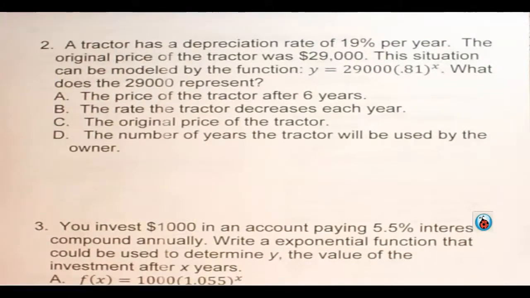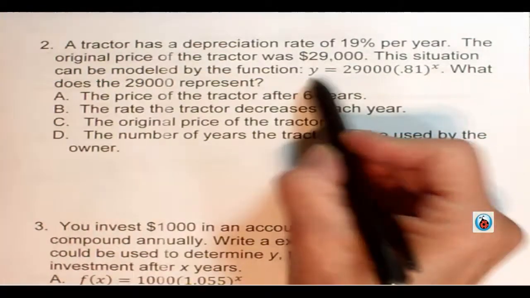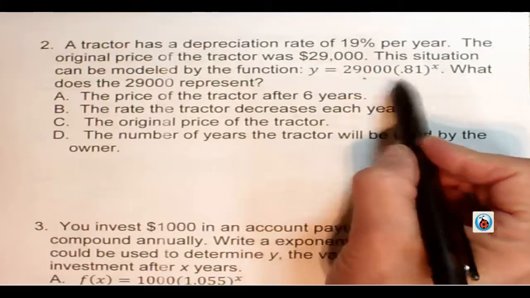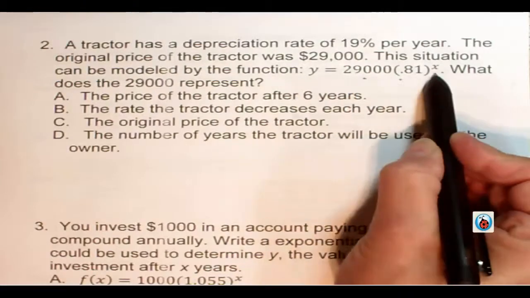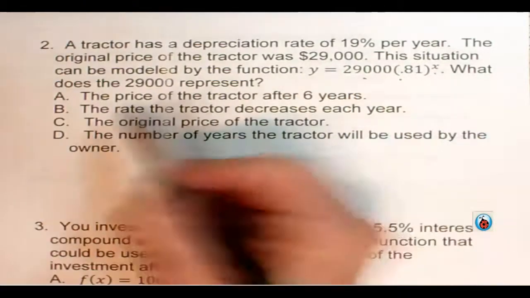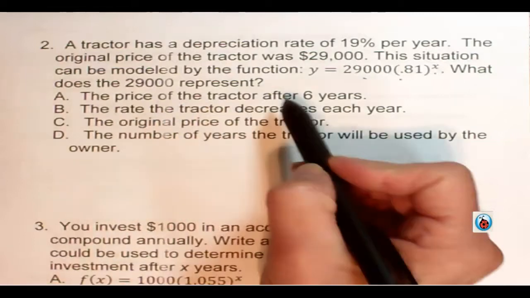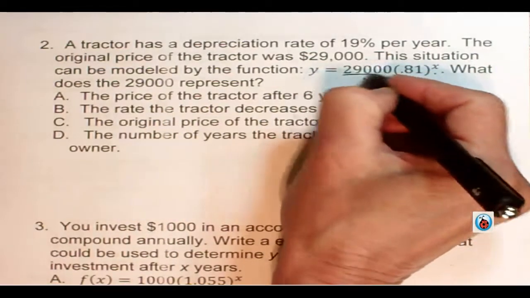All right, it says a tractor has a depreciation rate of 19% per year. The original price of the tractor was $29,000. This situation can be modeled by this function right here. Y equals 29,000 times 0.81 raised to the x power. What does the 29,000 represent? So they're looking at this right here.